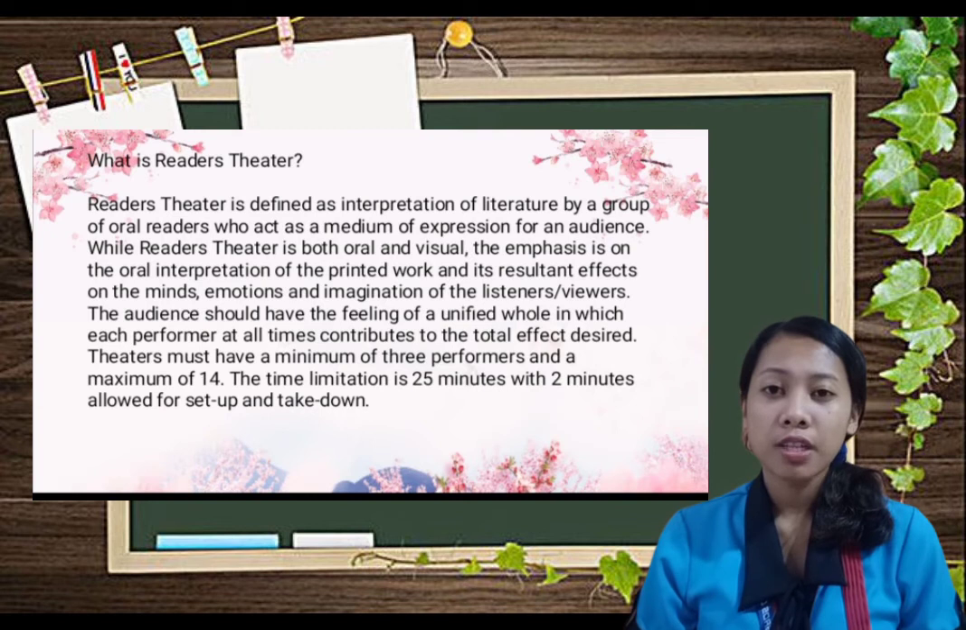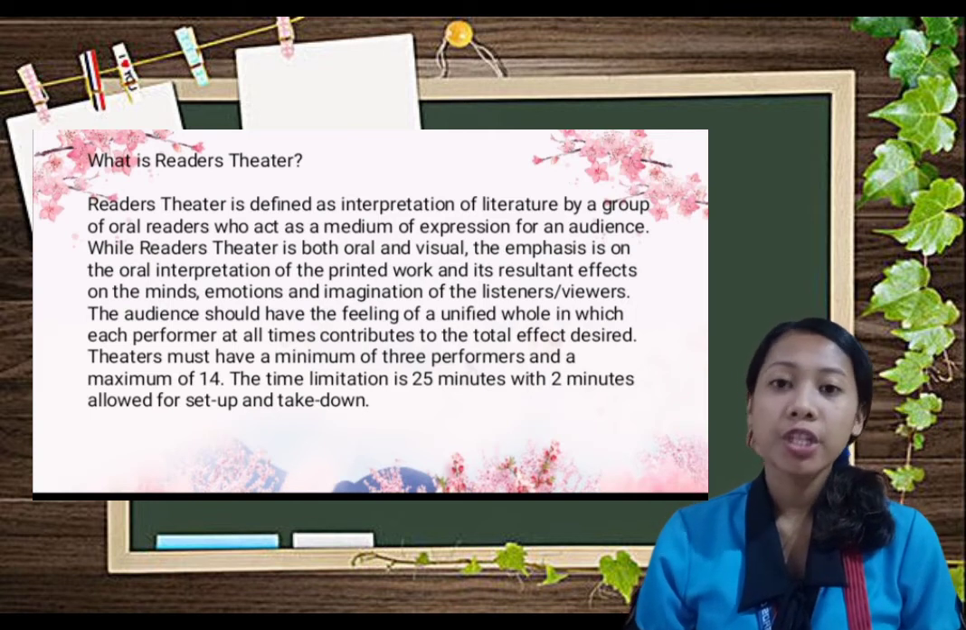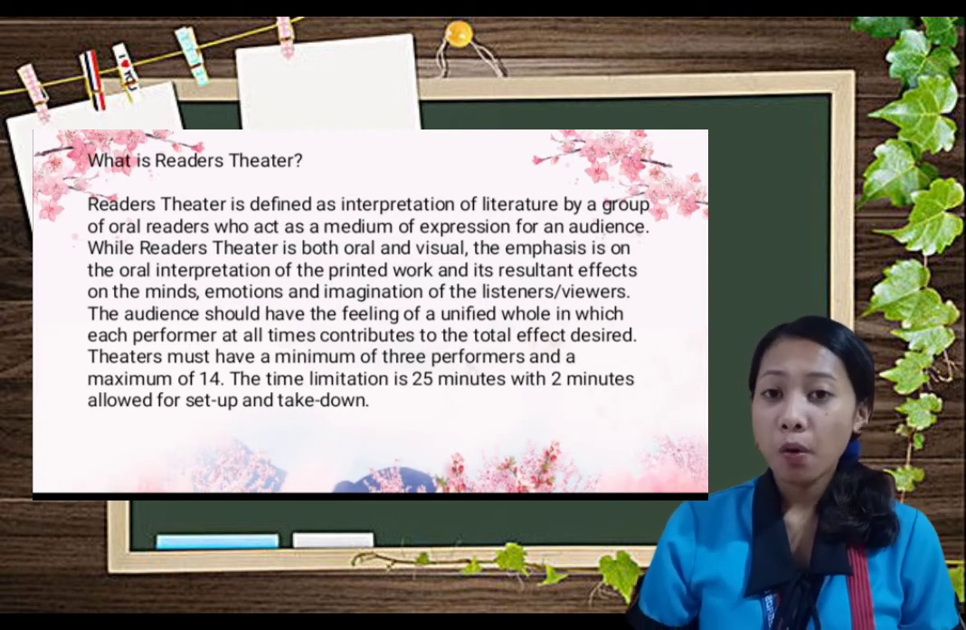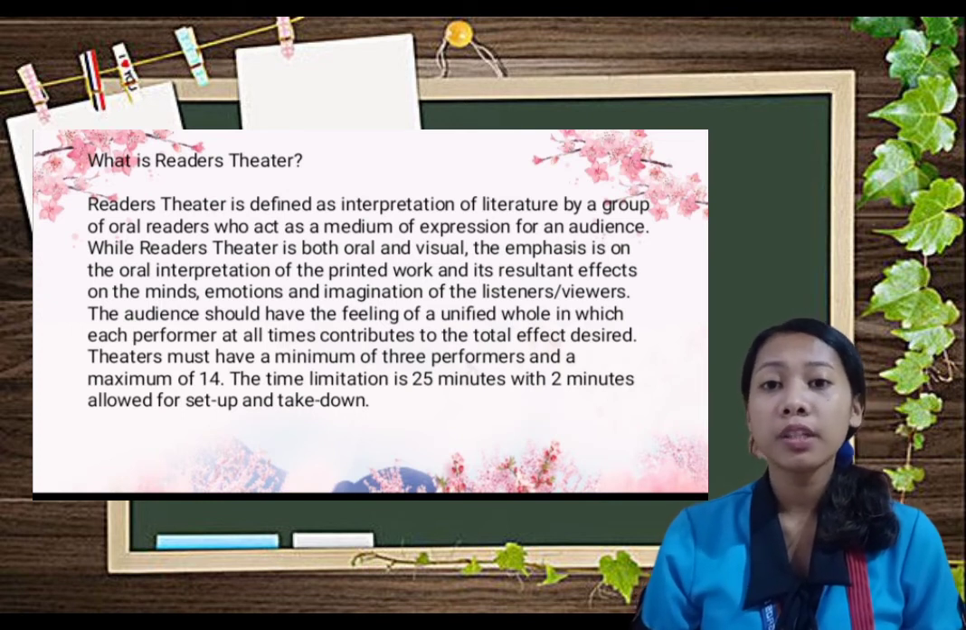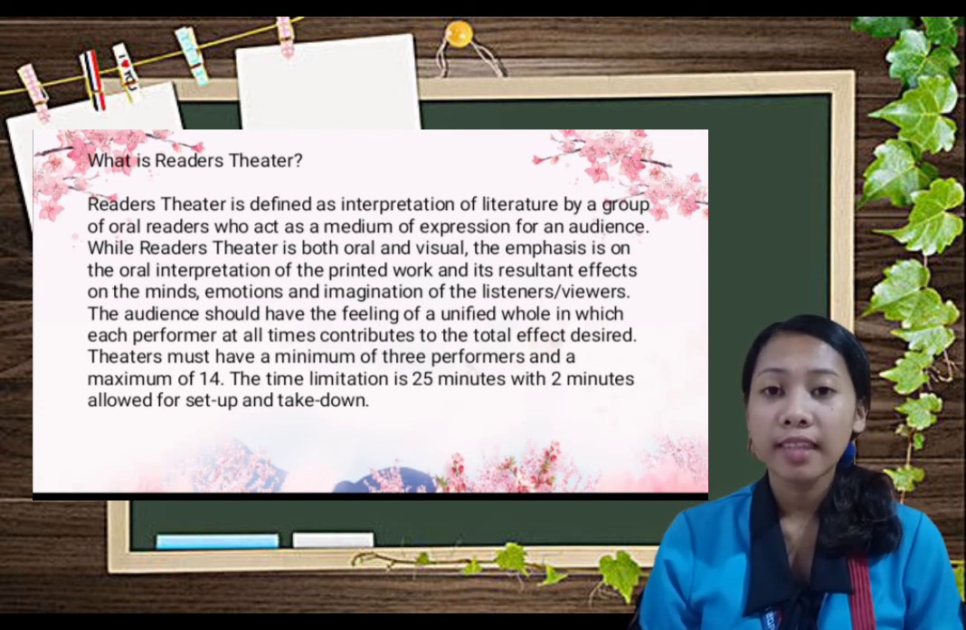The last one is, what is Reader's Theater? Reader's Theater is defined as interpretation of literature by a group of oral readers who act as a medium of expression for an audience, while Reader's Theater is both oral and visual. The emphasis is on the oral interpretation of the printed work and its resultant effects on the minds, emotions, and imaginations of the listeners and the viewers. The audience should have the feeling of a unified whole in which performers at all times contribute to the total effect desired. Theaters must have a minimum of three performers and a maximum of fourteen. The time limitation is 25 minutes with 2 minutes allowed for setup and takedown.